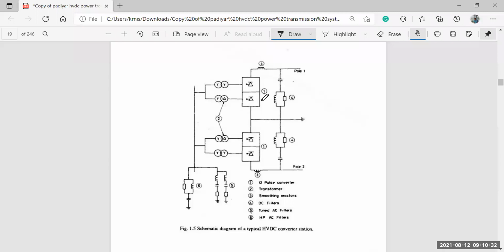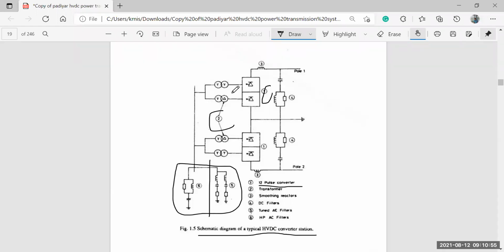See, this one is a 12 pulse converter. These are the transformers, Y connected and Y delta, based on the connectivity you require. Now segments 6 and 5. Just see the components, then we'll have a description of this part.